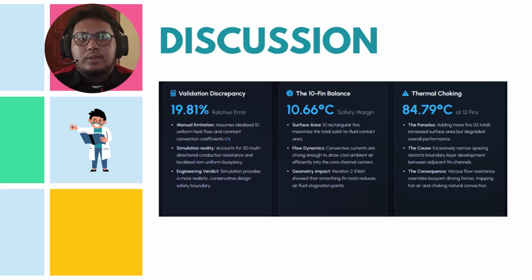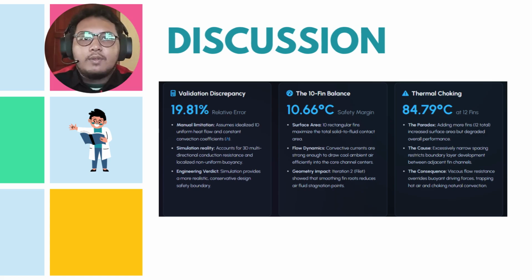Lastly is the thermal choking. When we did the 12 fin, it performed so poorly. This is caused by the phenomenon called thermal choking. Even though the 12 fin gives us more surface area, the gaps between them become too narrow. So this traps the hot air and chokes the natural airflow, which causes the temperature to rise up to 84.79 Celsius. So ultimately, this proves that when it comes to fin density, more is not always better.